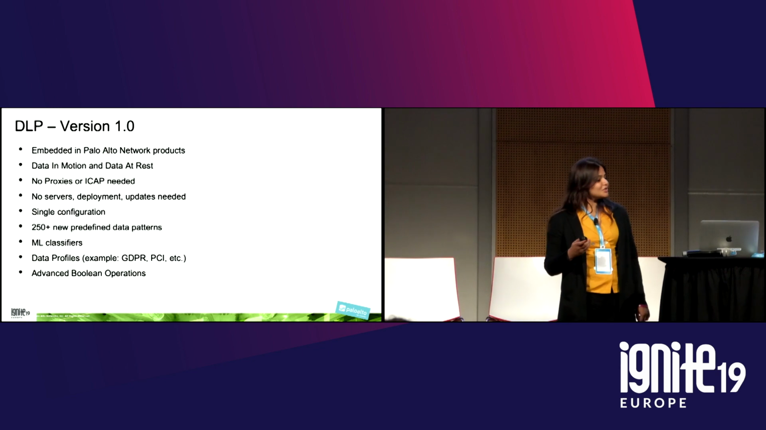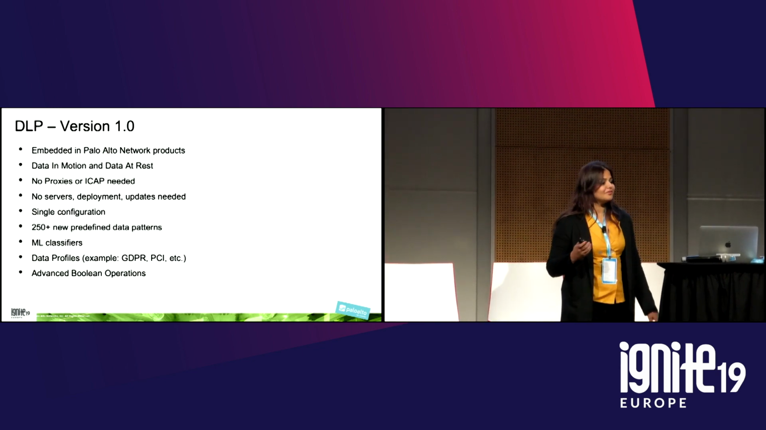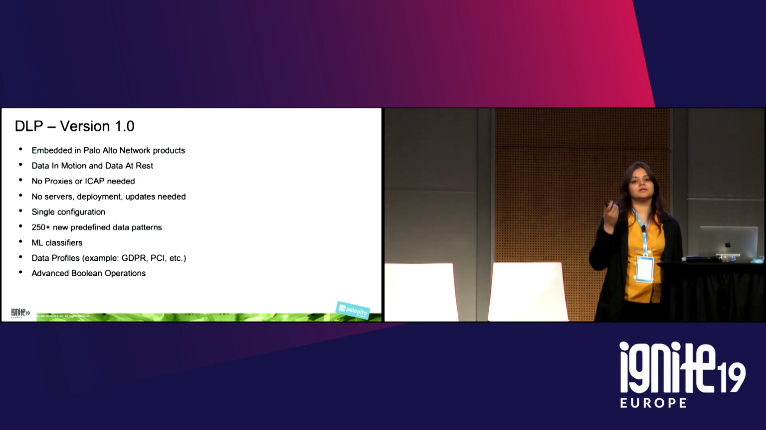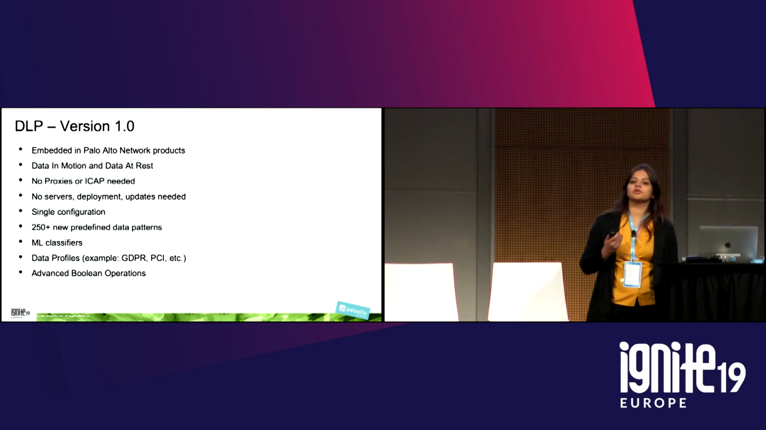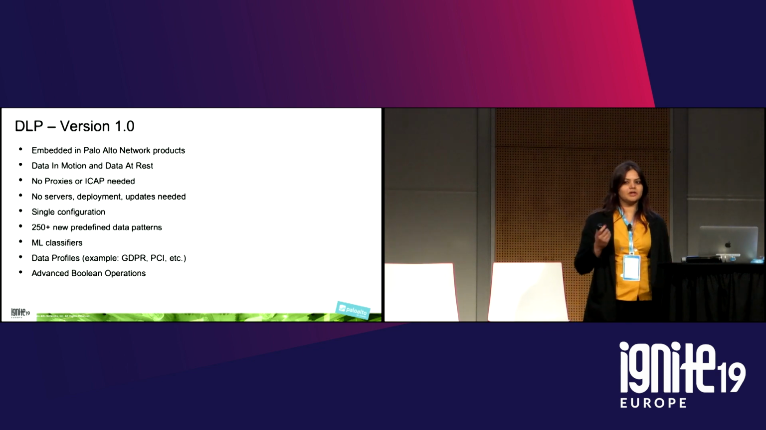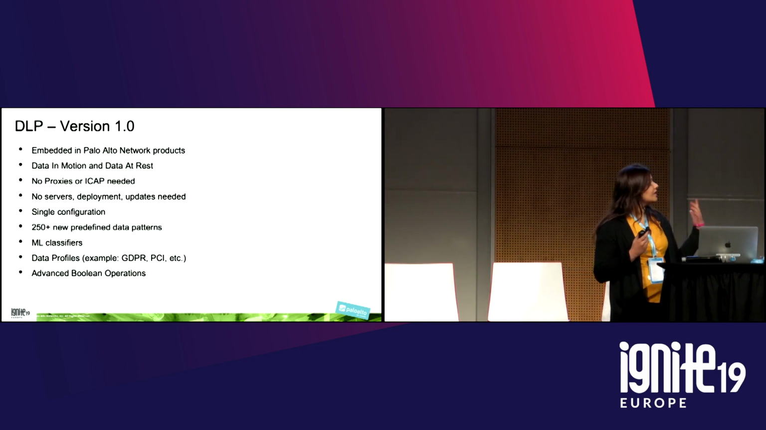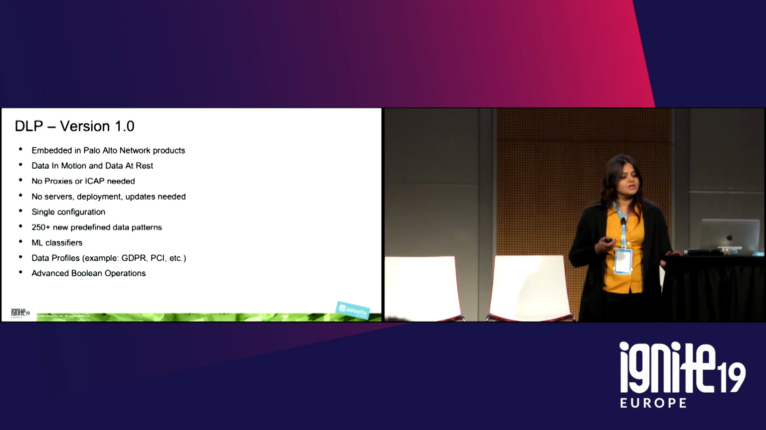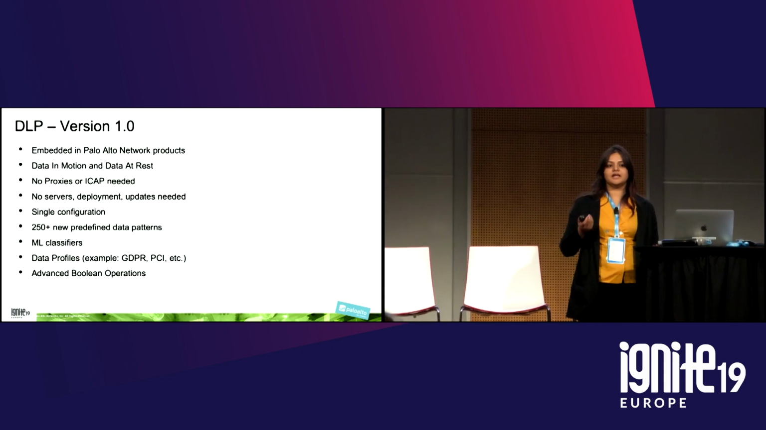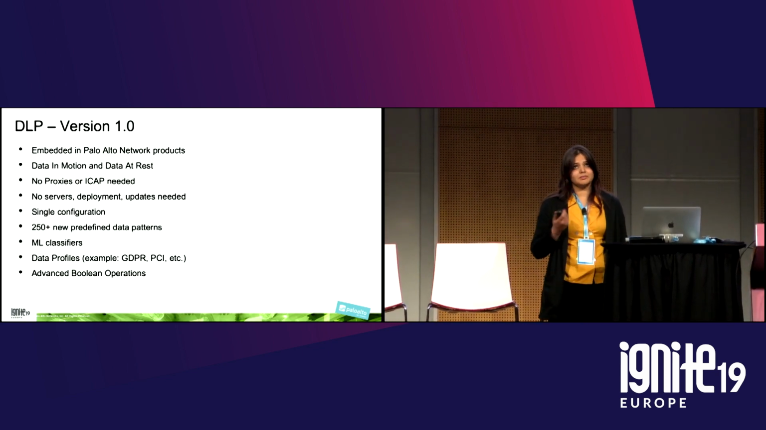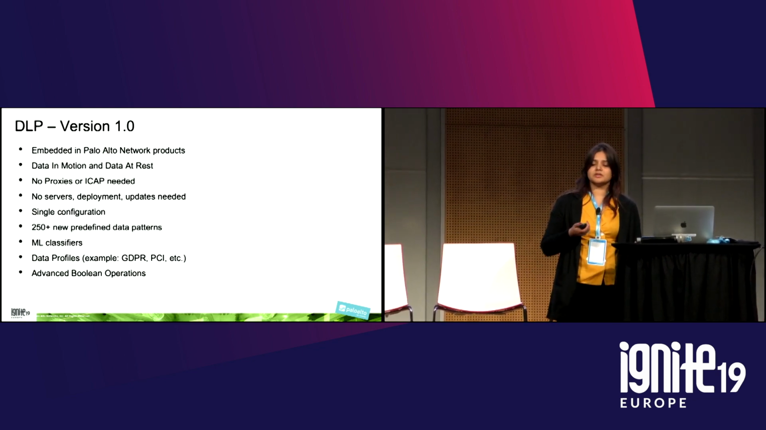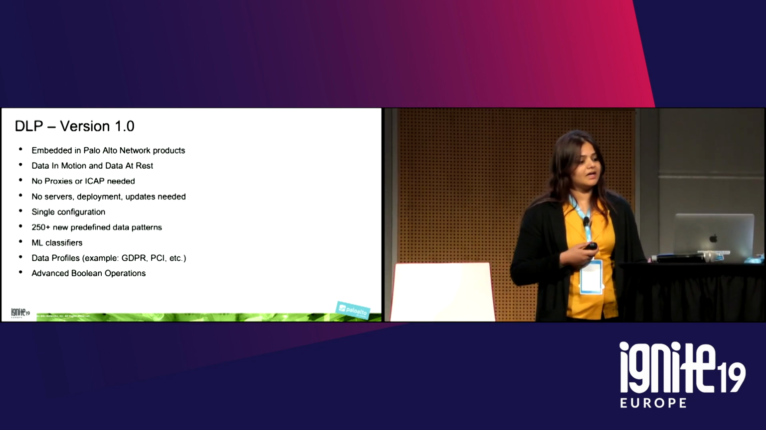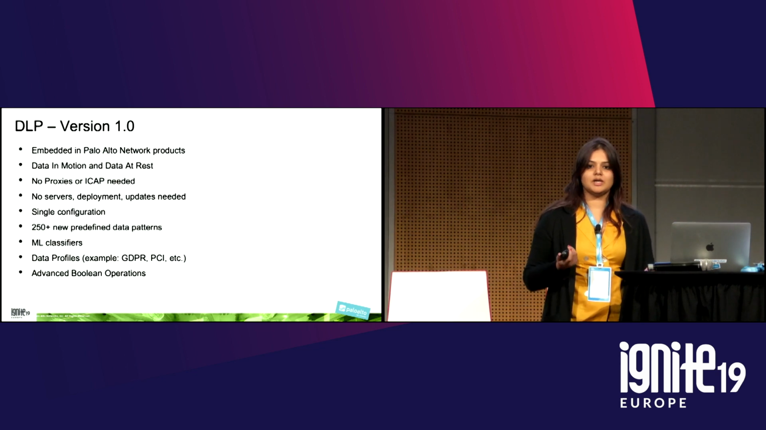Hello, everyone. So with the current DLP version, we have embedded this service in most of the Palo Alto Networks products. So currently, it's available for Prisma SaaS, and it's in beta version for Prisma Access. And as John showed you on the previous slide, it would be embedded in Prisma Cloud, NGFW, Traps, everywhere. That way, we'll be protecting data in motion and at rest. The main advantage of this is no proxies or ICAP are needed, and the deployment time is very less.